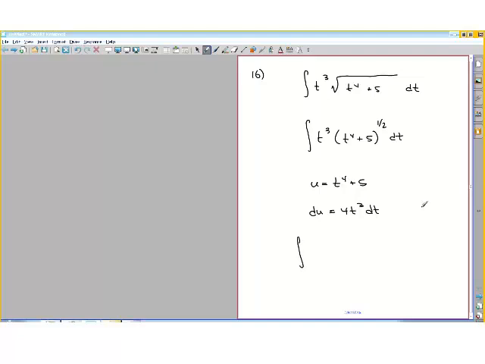And there's two ways of doing this. Let me just show you the other way of doing it. You could rewrite this as du over 4 is equal to t cubed dt. So you can substitute for t cubed dt, you can put du over 4. So we'd end up with t to the fourth plus 5 to the 1/2 power, and so we have t cubed dt.